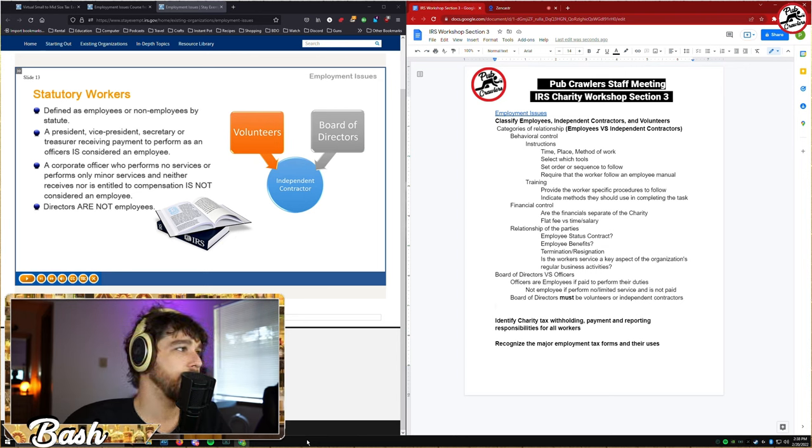So the board must either be non-paid volunteers, or if they are paid for their services, they have to be independent contractors. They can't be employees of the charity. But officers can be employees. So like bartenders in our group, would bartenders be considered a separate contractor? No. Bartenders would be considered officers in our group.